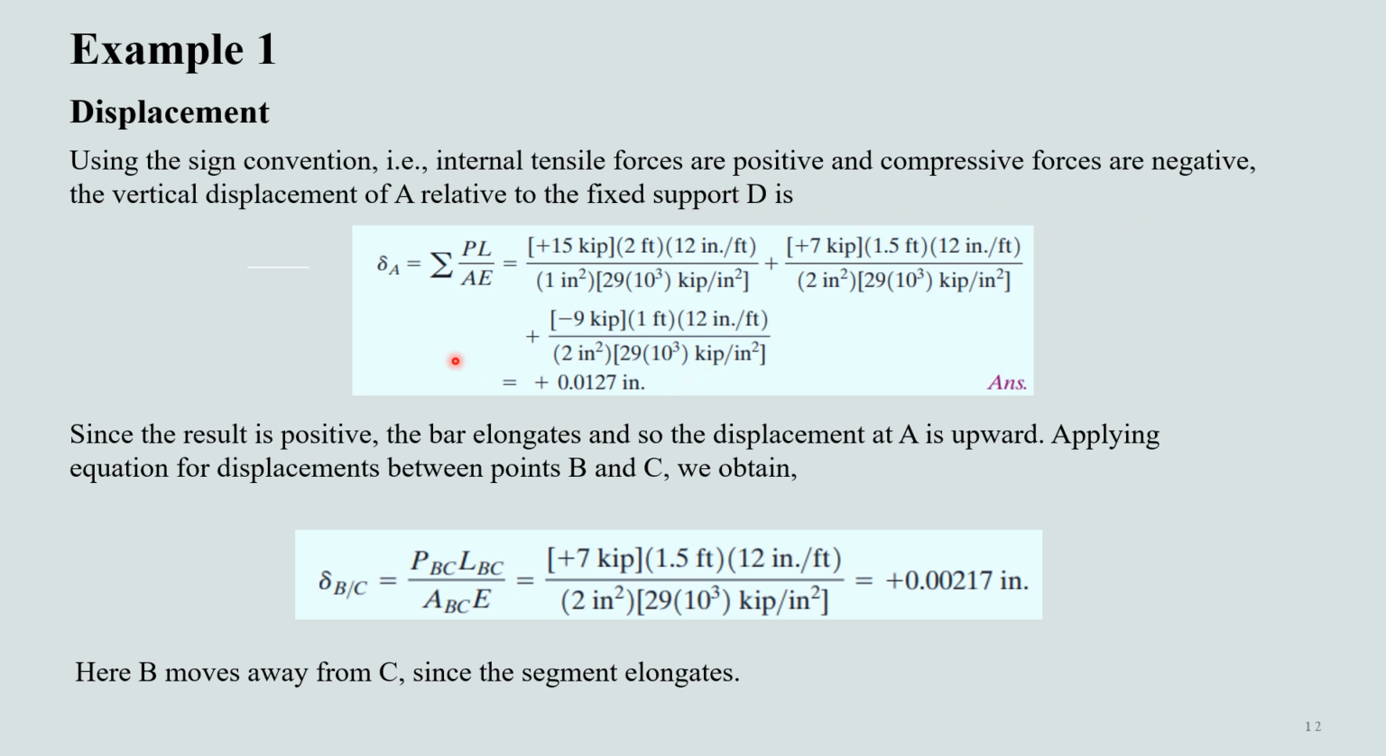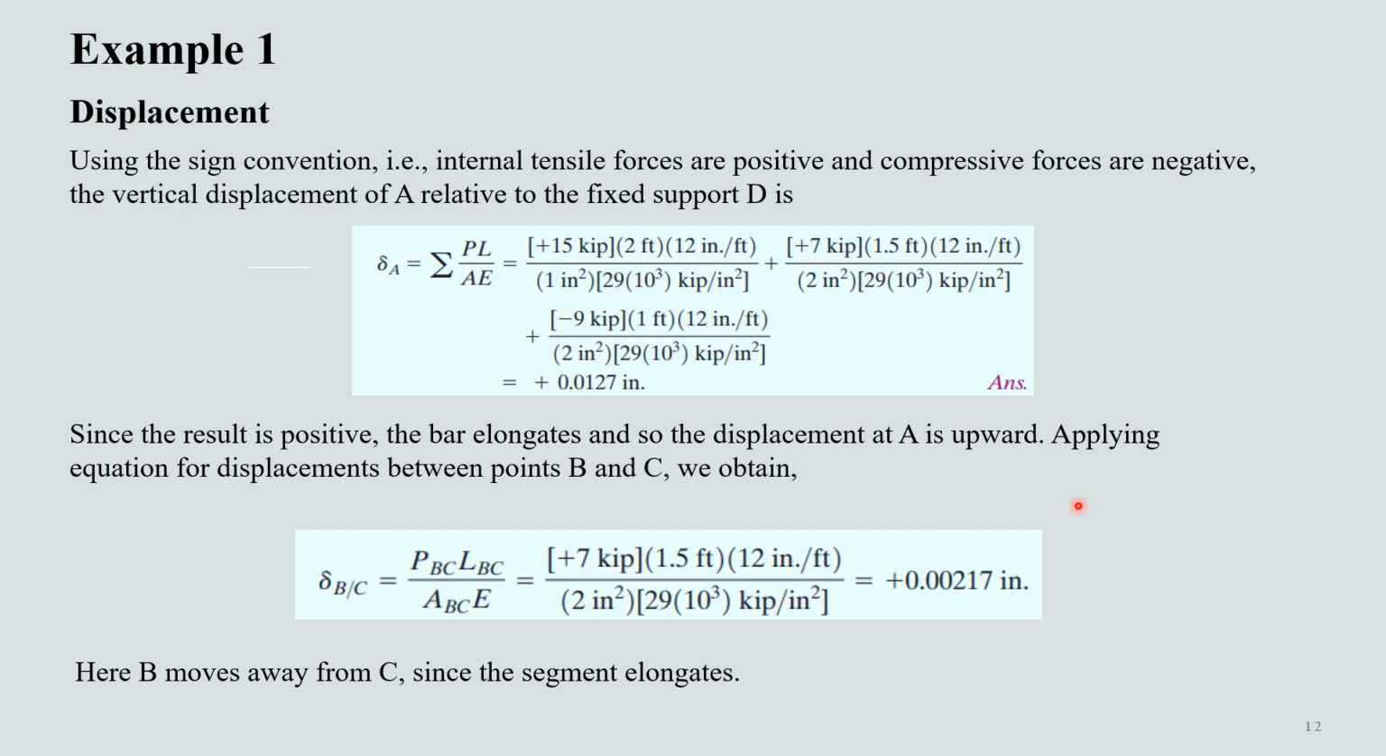The vertical displacement of A relative to the fixed support D is given by plus 15 kip, plus 7 kip, which was also a tensile force, and then the compressive force of minus 9 kip. The sum of all these expressions will be a tensile displacement of 0.0127 inches. Since this result is positive, the bar elongates, and so the displacement at A is upward.